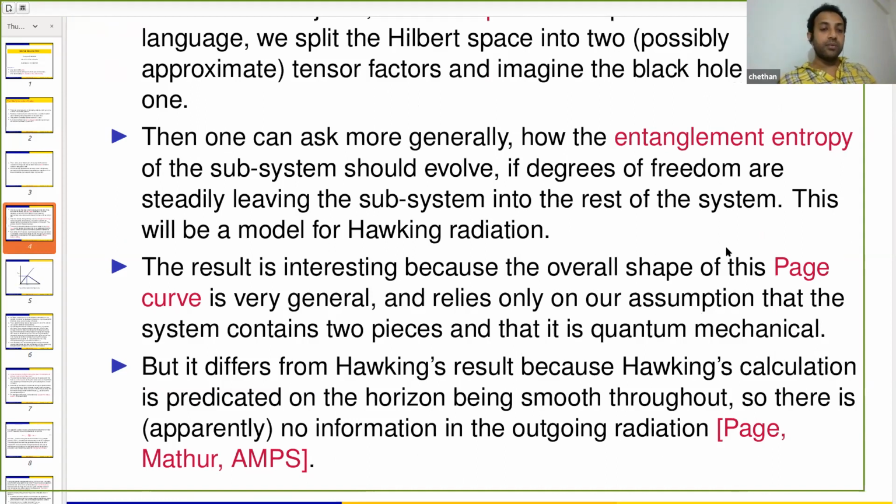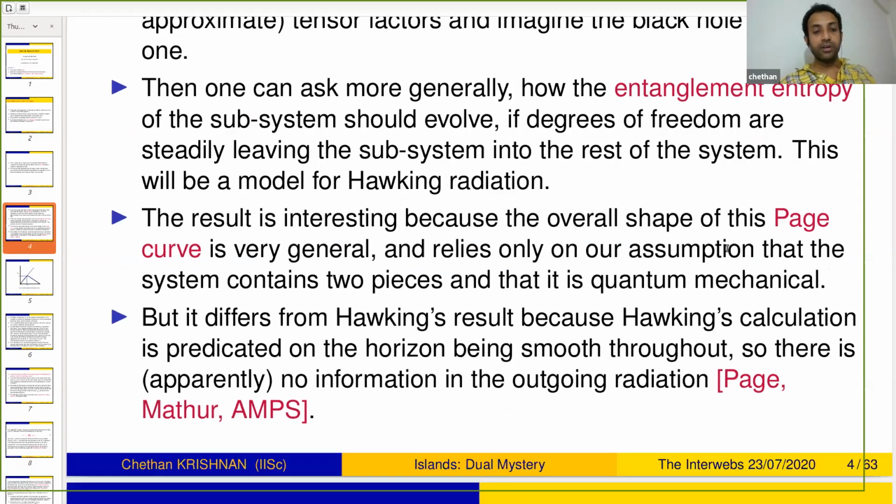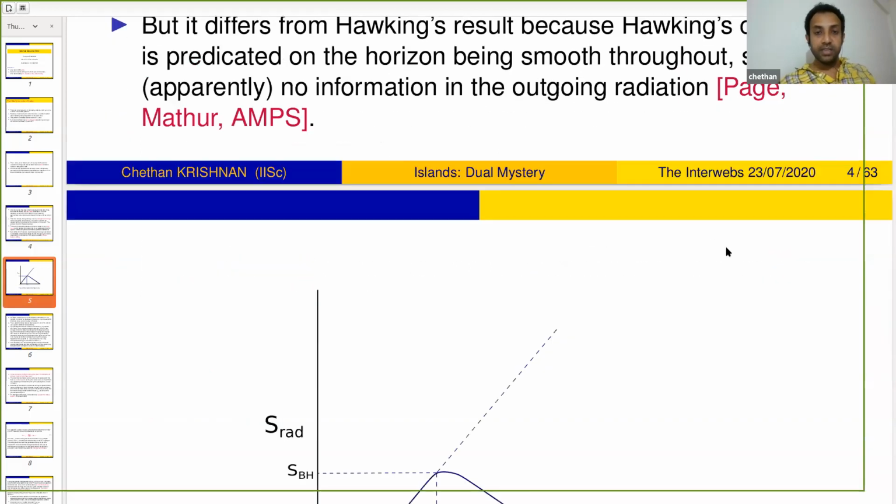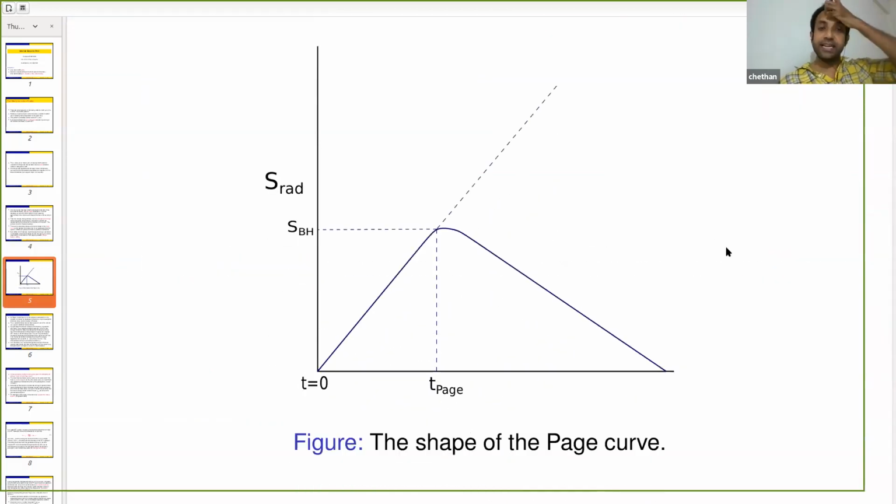But Hawking's result does not lead to that answer. And the reason for that is Hawking's calculation is predicated on the horizon being smooth throughout. So there is apparently no information in the outgoing radiation, and various versions of this problem have been pointed out by Page and Mathur, and a variation of Mathur's argument by AMPS and company. So that's the setup. Let me just flash quickly the Page curve picture, which is kind of mandatory.